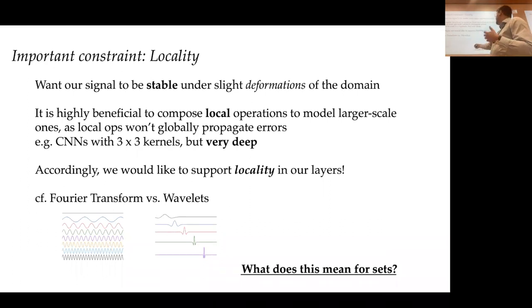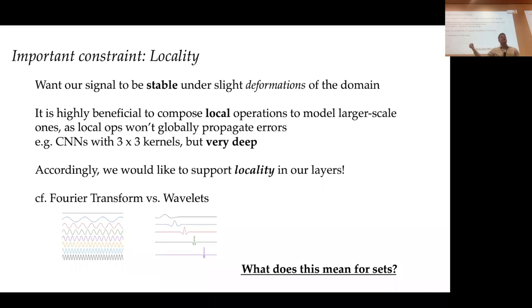And therefore, we would like to support some notion of locality in our layers. Another great analogy is Fourier transforms versus wavelets. For those of you coming from signal processing, you will know that Fourier transforms and wavelets are two different ways to express any function, including invariant and equivariant functions, but they do it in very different ways. Fourier transforms are combinations of sines and cosines that are represented on the whole input domain, whereas wavelets are zero almost everywhere except for a tiny portion of the input.